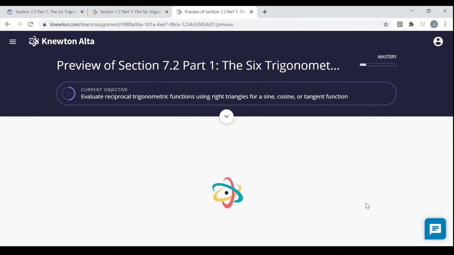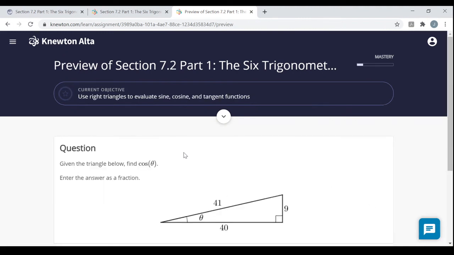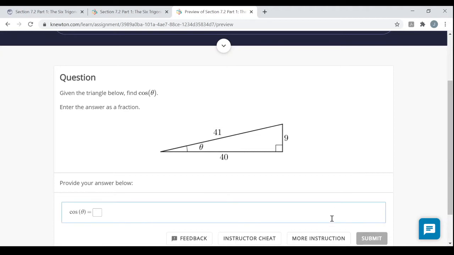All right, now we're out of the instruction. Okay, and here we're to use right triangles to evaluate sine, cosine, and tangent functions. So again, you can click on more instruction if it's the first time you're seeing it, or if you're confused. I'm just going to do this on paper right now because I've already shown you all 6 trig ratios, and every objective here is related to those 6 trig ratios. So I'm not going to click on more instruction, but again, if you want to, you can.